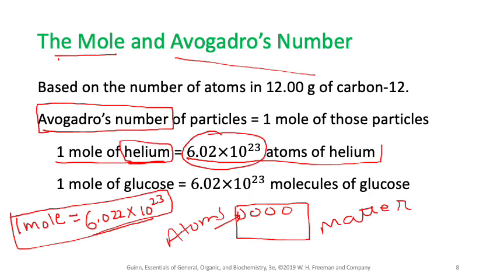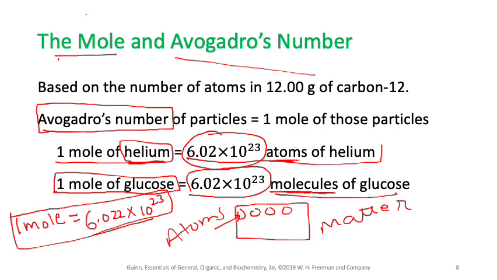Similarly, helium is an element, that's why we are talking about atoms, because an element is made up of atoms, right? If I say 1 mole of glucose, then how many molecules do you have? You have the same number, Avogadro's number of molecules, 6.022 × 10^23 molecules of glucose. Why molecules, why not atoms? Because glucose is a compound, made up of a combination of multiple atoms together. So that's why the simplest unit is the molecule. So just remember this too.